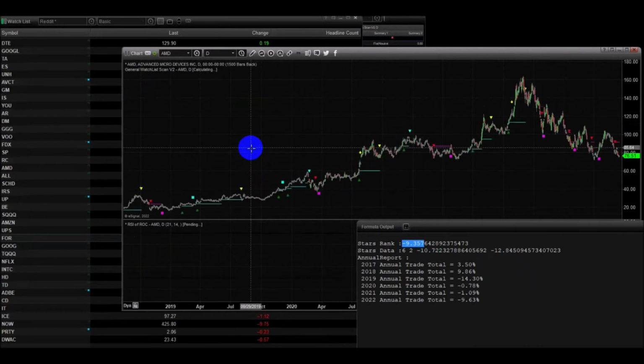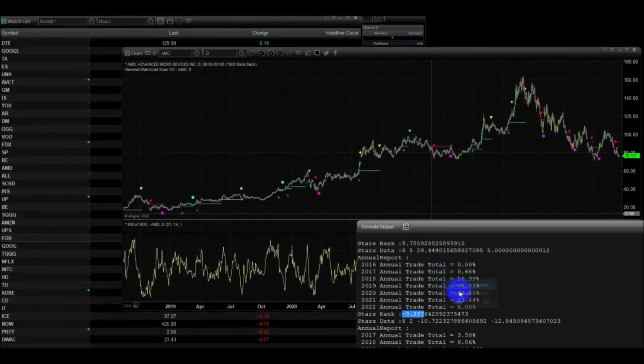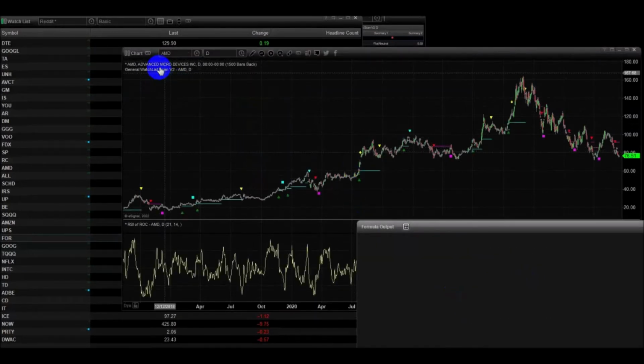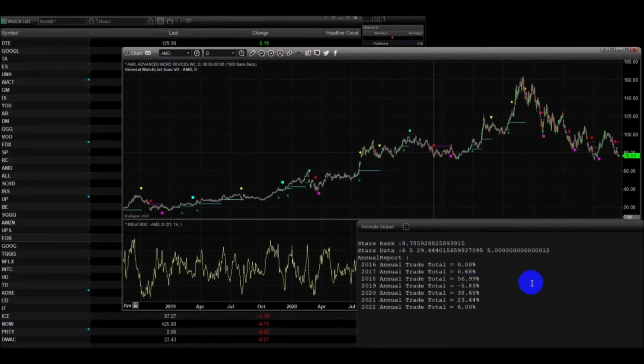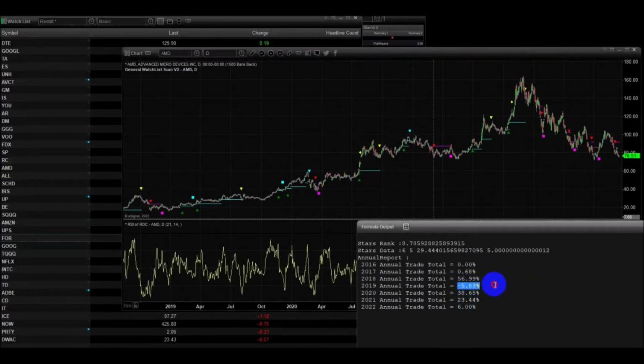And again, I'm looking at these Reddit lists. Okay, AMD. Try to get you this data. AMD has performed extremely well. Look at these numbers. Only 1 year, 2019, is a negative 5.83%. Now, the reason we don't have data for 2016 is that the system was calculating on the 1,500 bars I'm looking at.